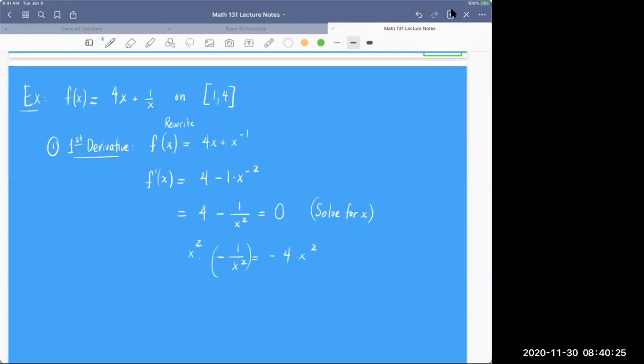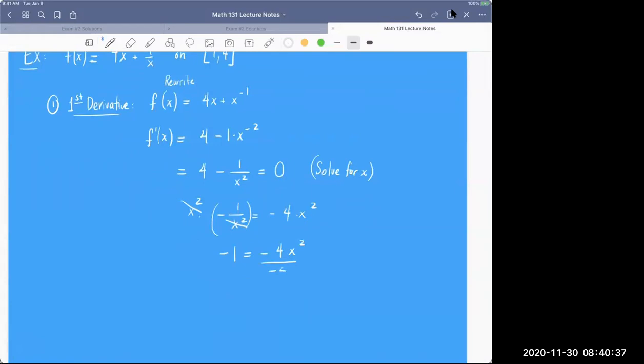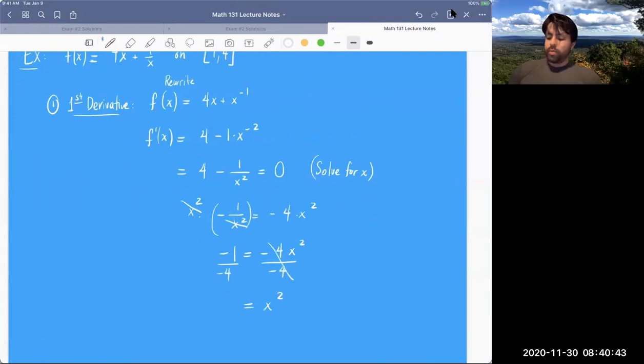When this side cancels, the x squares here cancel, don't they? Yeah, but then you have it on the side that you don't want it on. Sure. And then you just have to add 4 to this, and then you have to divide. Oh, true. I divide by negative 4, right? So this is a little game we're playing. So x squared equals positive 1/4, which is good.